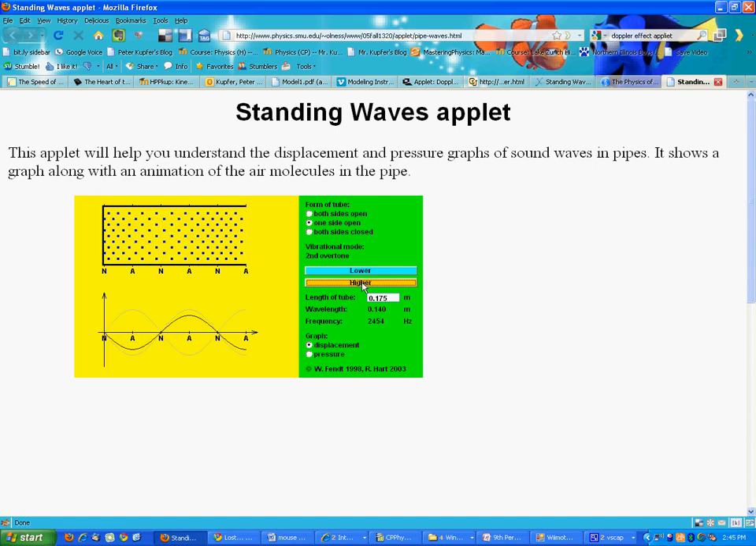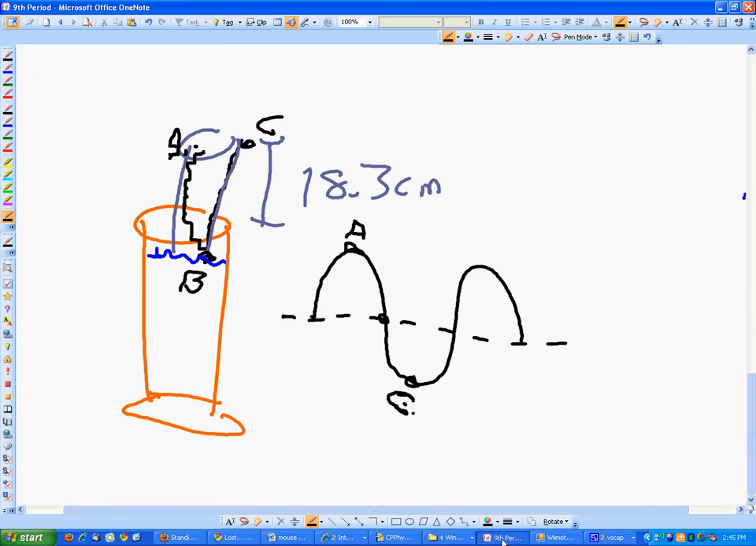Okay, so this should be a wavelength right there. 18.3 was from point A to point B, which I called this chunk right here. So I have 1, 2, 3, 4 of those. So this should be lambda over 4, 18.3.